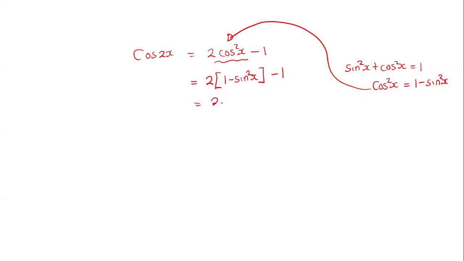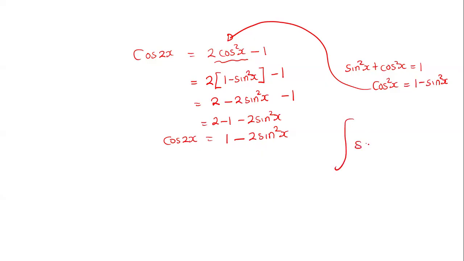When I open up the brackets, I'll have 2 minus 2 sine squared x, then minus 1. Now, what are you noticing? When you collect like terms, 2 minus 1 gives 1 minus 2 sine squared x, and this is equal to cos of 2x. So in case you are integrating something like sine to the power 3 of x dx, you notice that these are odd powers. So we are going to express them in terms of an even power, and then we apply something. That is why we are going to use this knowledge.